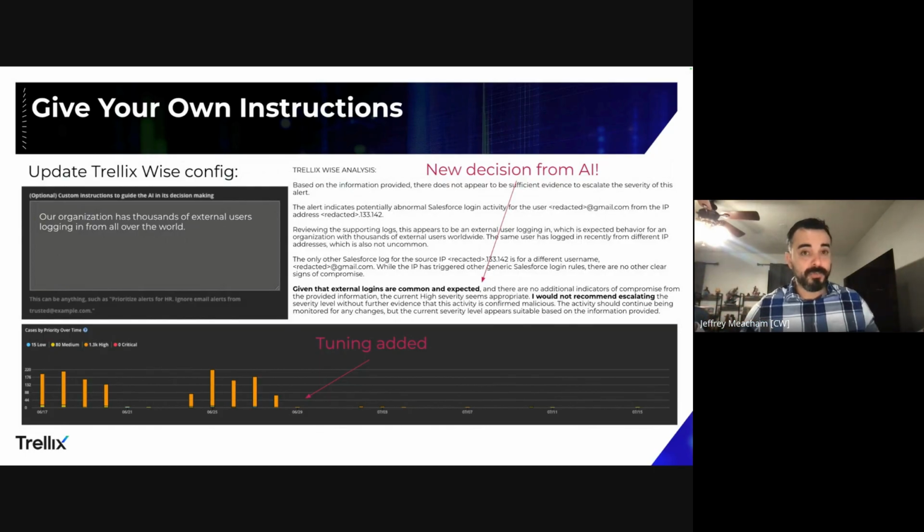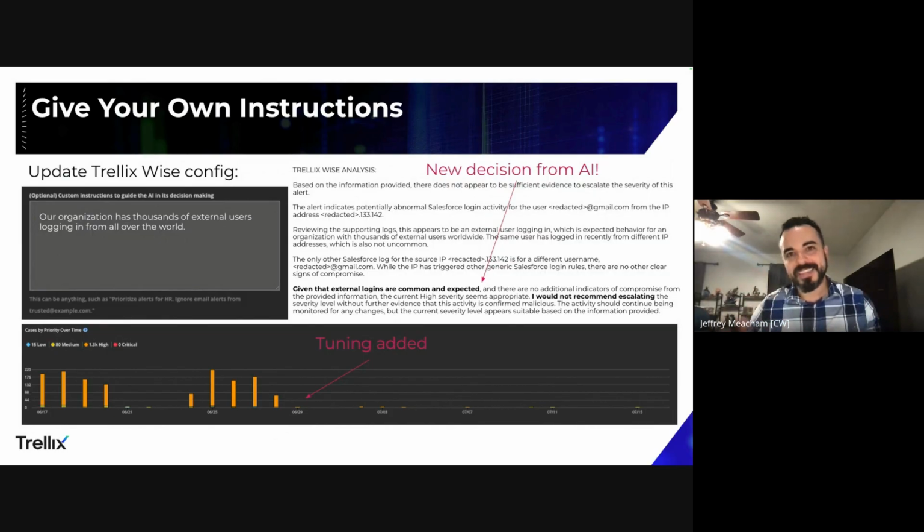However, that also might be just fine. There are companies that have offices all around the world. They have thousands of external users logging in. So that's normal for them. So when they saw they were getting these false positives, they actually updated their configuration. They told Wise, hey, these external logins like this, they're actually expected. Don't over prioritize them.